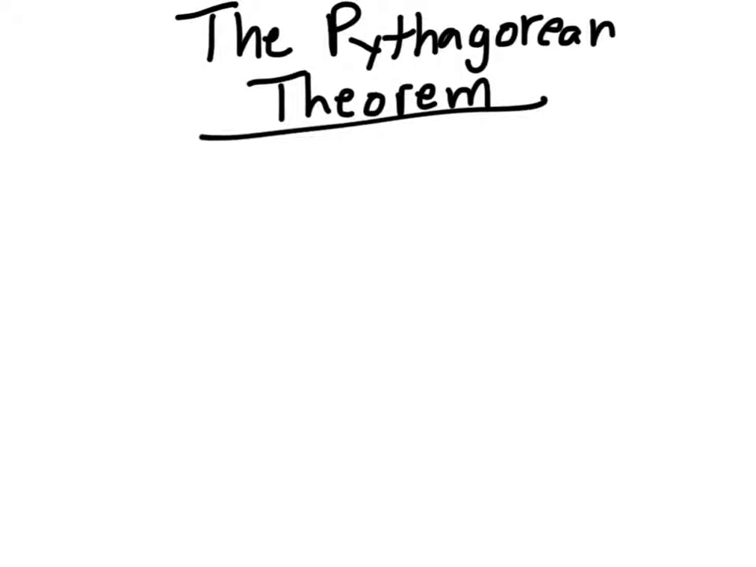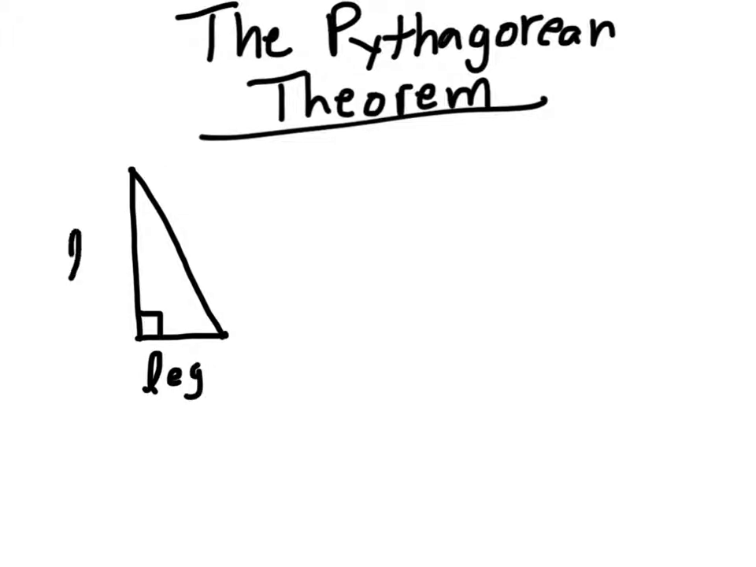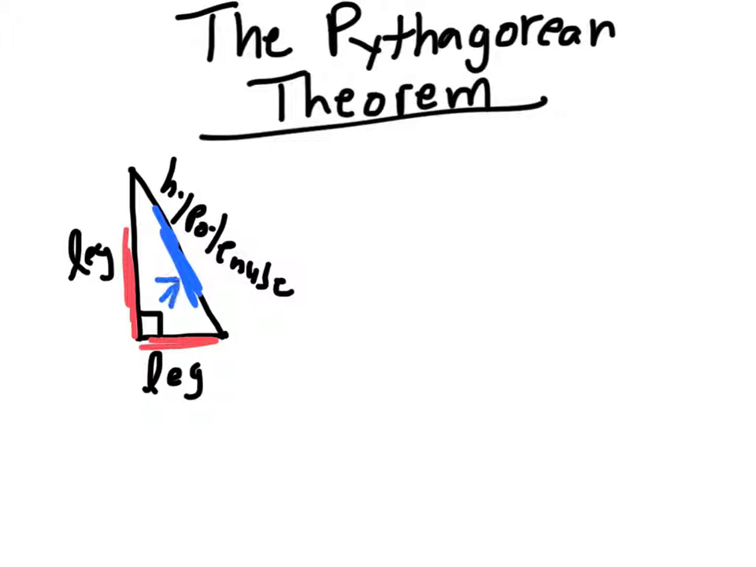So the Pythagorean theorem is a theorem that describes the relationship between the sides of a right triangle. If you remember, in a right triangle, we have the right angle, and then we have the sides: this is a leg, and this is a leg, and this is called the hypotenuse. The legs are the two sides that meet at the right angle, and the hypotenuse is the side that's opposite from the right angle.